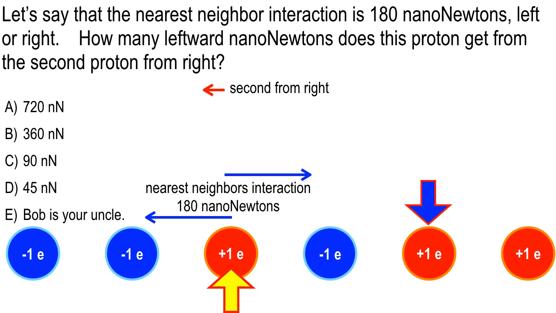Okay, 20 seconds. Ten, nine, eight, seven, six, five, four, three, two, one, zero. Okay. Yeah, there's your answer. 40, it's 1/4. Its distance is twice as far. So here's your nearest neighbor distance. Now this proton that we're concentrating on is twice as far as the nearest neighbor. I always call those the second neighbors. So 1/4 as much. If your nearest neighbors give you 180, this one gives you 45.